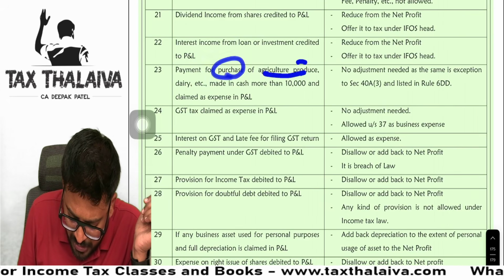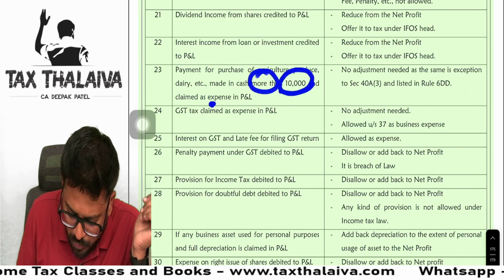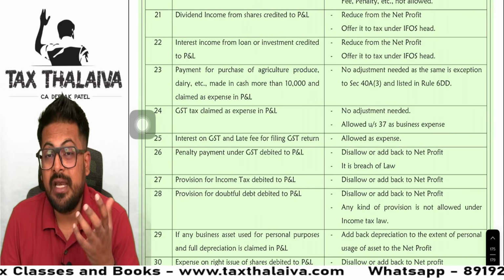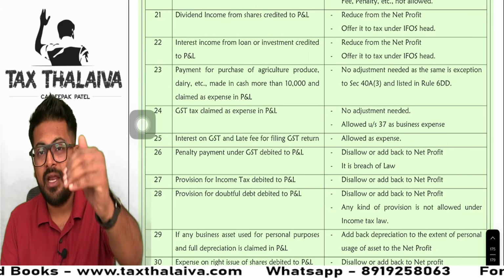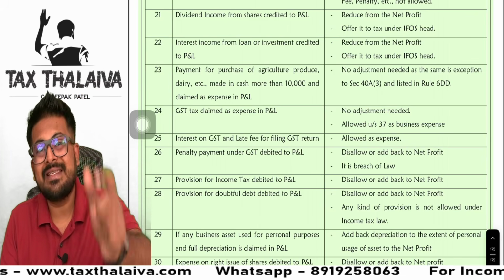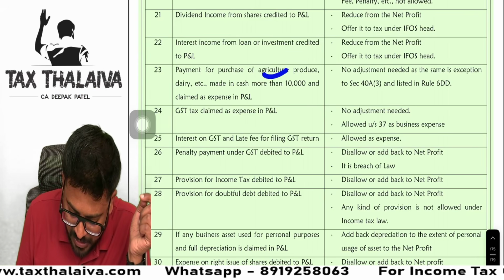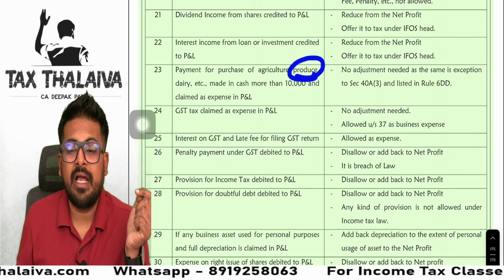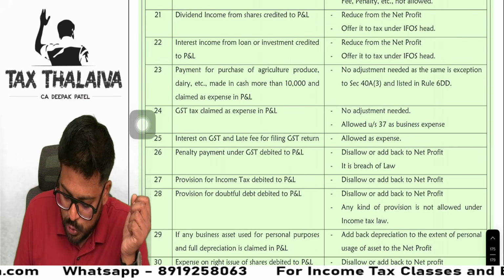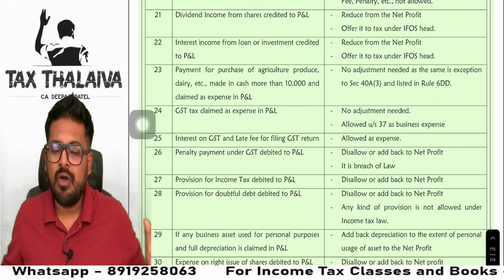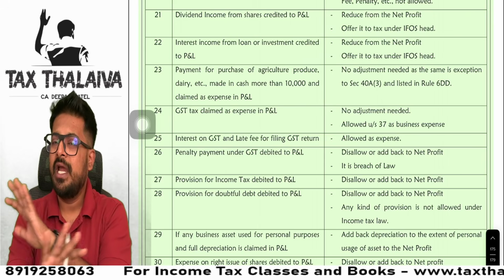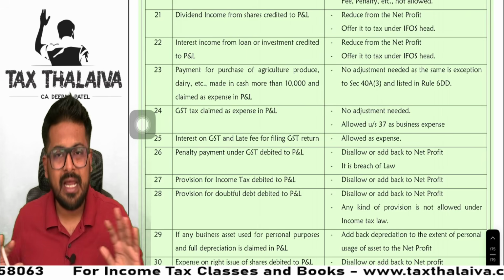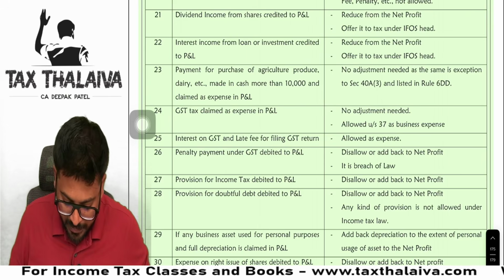Payment for purchase of agriculture produce, dairy made in cash more than 10,000. Guys, there is Rule 6DD, which gives exceptions to section 40A(3), where you can make payment of more than 10,000 in cash, and one of the exceptions is when you make a payment for the purchase of agriculture produce. So there is no adjustment needed. If you have already debited to the profit and loss account more than 10,000 though you made it in cash, it is absolutely allowed, there is no need of any kind of adjustment.